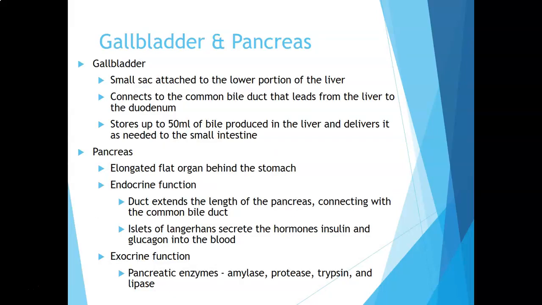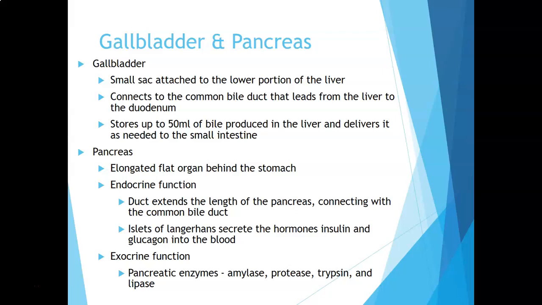The gallbladder and the pancreas. The gallbladder is a small sac which is attached to the lower portion of the liver, and it connects to the common bile duct that leads from the liver to the duodenum. The gallbladder stores bile, which is produced in the liver, and delivers it as needed to the small intestine. The gallbladder can store up to 50 milliliters of bile.